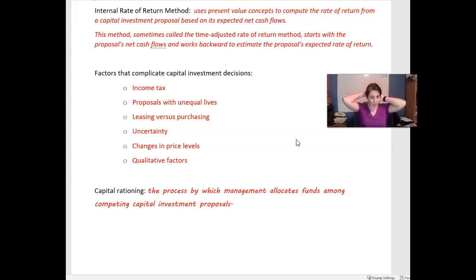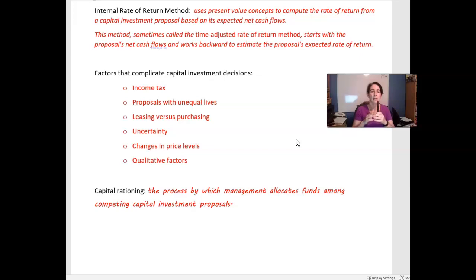Okay. You can grab the notes. The method, sometimes called the time-adjusted rate of return method, starts with the proposal's net cash flows and works backwards to the proposal's expected rate of return. So it's kind of like what we just did in reverse. I'd rather stick with our net present value method since it's the most popular one.